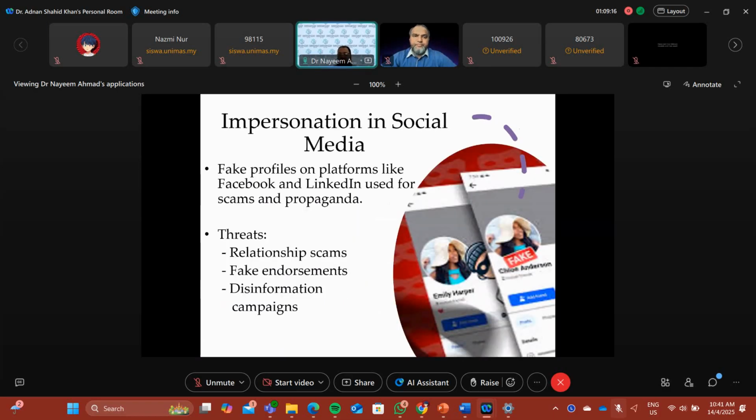Impersonation in social media is also a very big challenge, in which the profiles of social media personalities, politicians, actors and actresses, or even company CEOs and individuals are being created and impersonated on social media. Fake profiles on platforms like Facebook and LinkedIn are used to scam and distribute propaganda about something. So this leads to the threat of relationship scams, fake endorsements, and disinformation campaigns, which are some of the threats that come out from impersonation in social media.